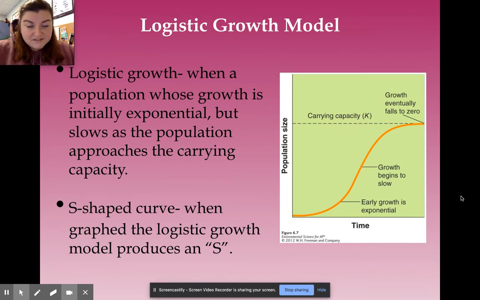The other growth model we're going to talk about is the logistic growth model. I like to think about it that the logistic growth model is kind of like the logical one, logistic, logical. I don't know if that's useful to you.